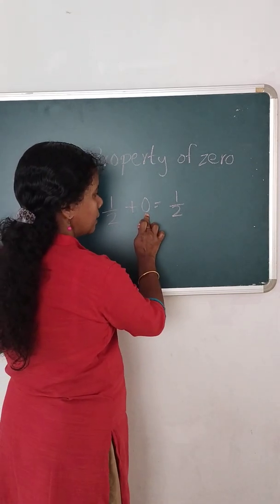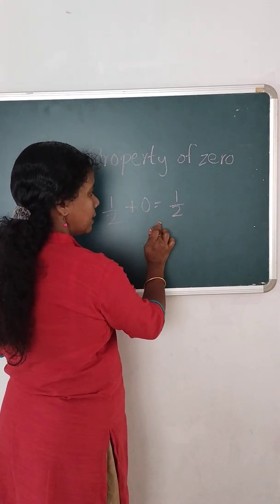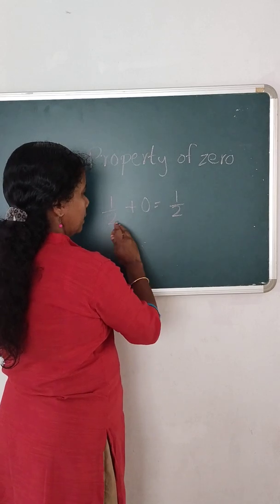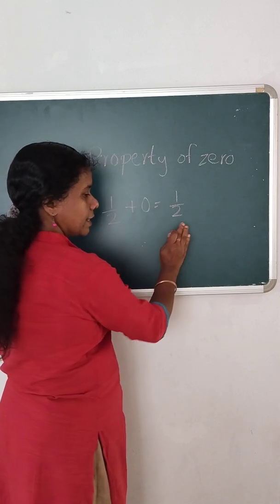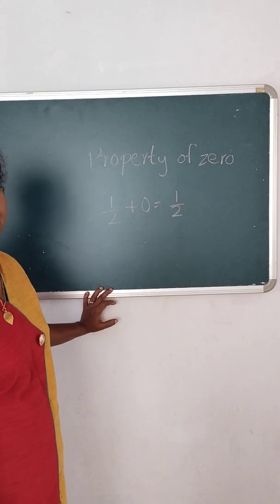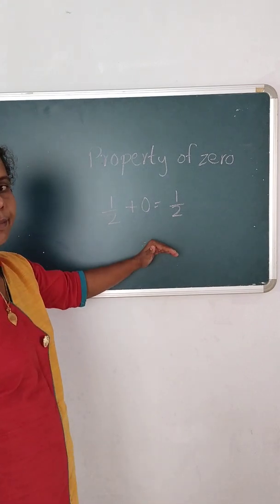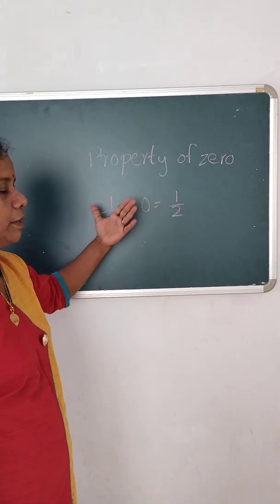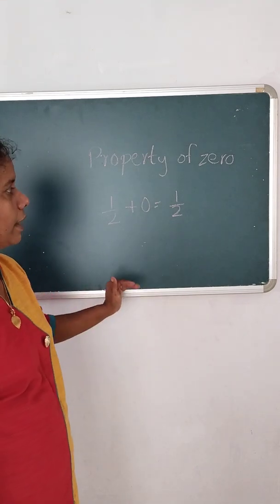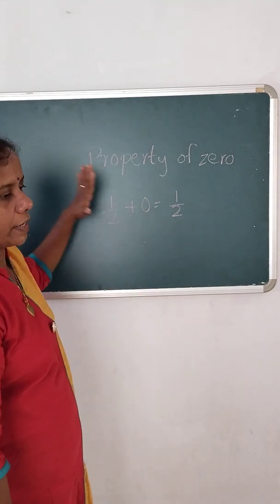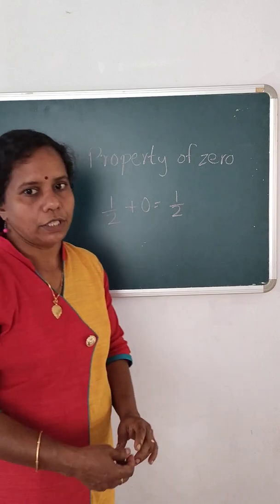Whenever you add 0 to a fraction, you will get the same fraction, the fraction itself, as the result. Our answer will be the same fraction, because there is no change in the value. The value does not change when we add 0. That is the property of 0.